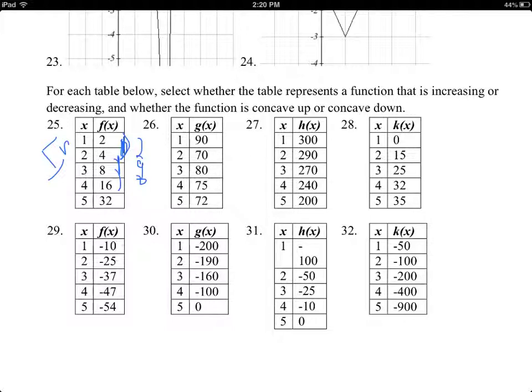So if I get this graph, 1, 2, 3, 4, I'm going to fake the graph. That's what it looks like between those two. That's what it looks like between those two. That's what it looks like between those two.